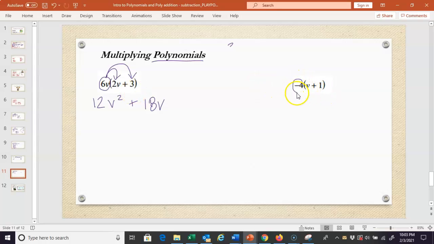All right, let's distribute the negative 4. Negative 4 times v is negative 4v. And negative 4 times 1 is negative 4. That's it. So we reviewed adding, subtracting, and multiplying polynomials.